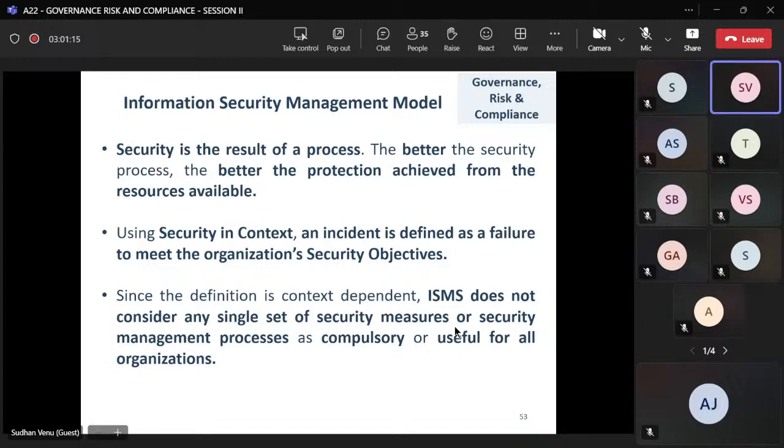So ISMS does not consider any single set of security measures. It will provide the guidelines and measurements for security, in terms of management and the people who have to be educated for all the activities.